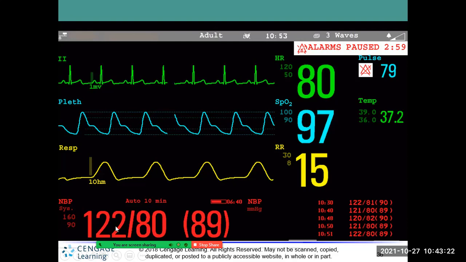This is your blood pressure, 122 over 89, and this is a mean. And if they have a Swan-Ganz or an ART line, it would be on here as well, and I'll show you that. So their pulse is averaging 79. Their temperature is averaging 37.2, so it's just slightly elevated. You can see these are the ranges that are set for the alarm. So the alarm is set between 36 and 39 on the temperature, heart rate is set between 50 and 120, for the saturation, it's set between 90 and 100, and for respiration, it's set between 8 and 30.